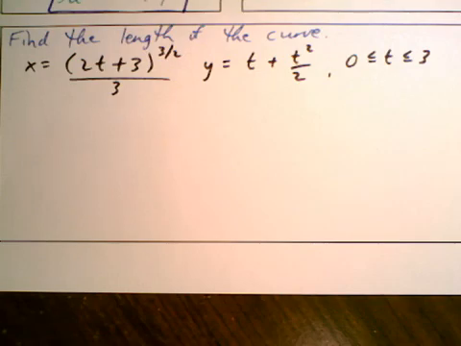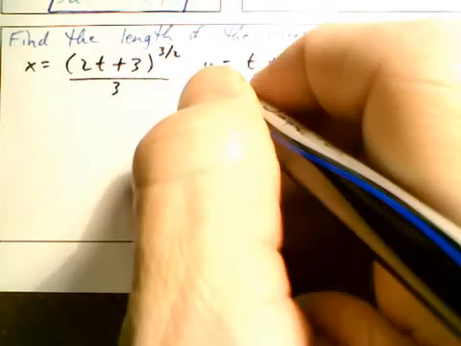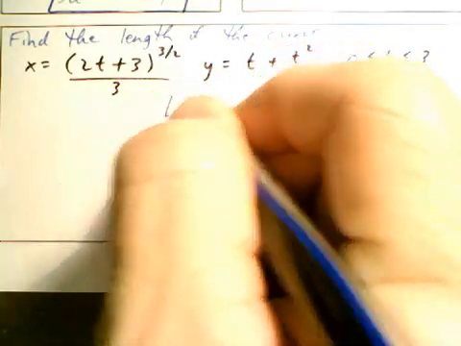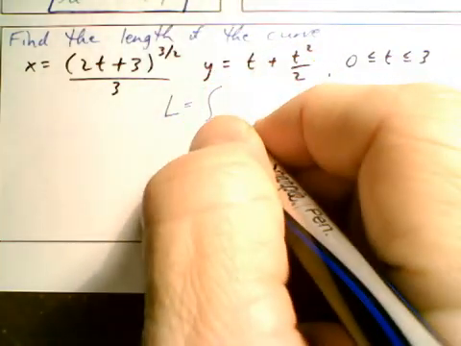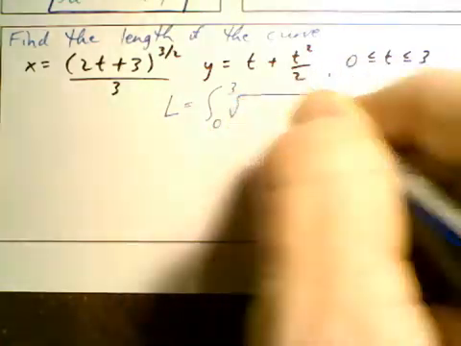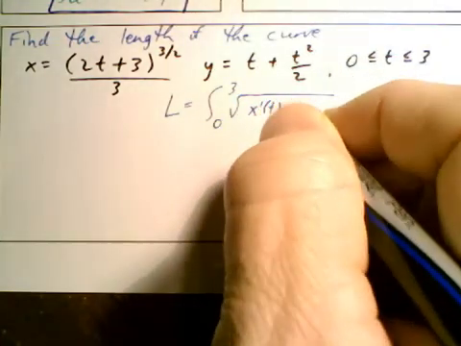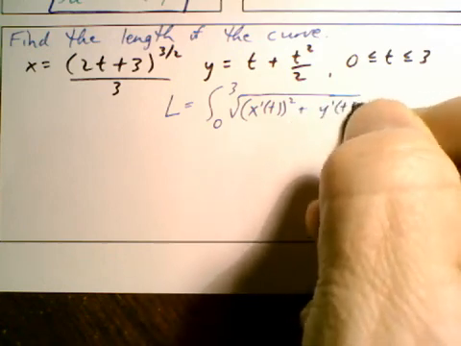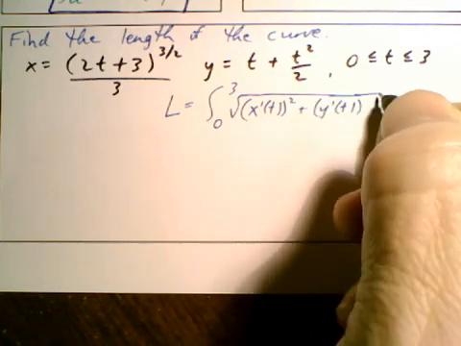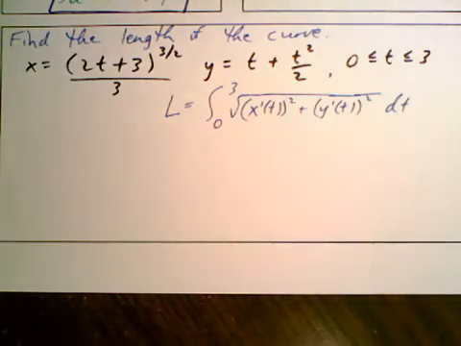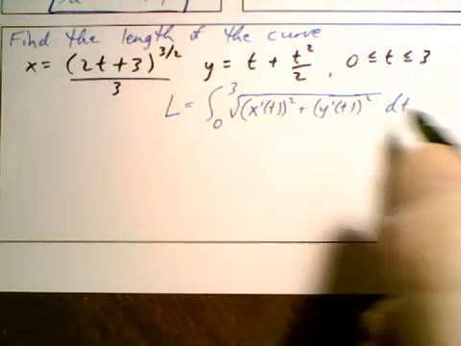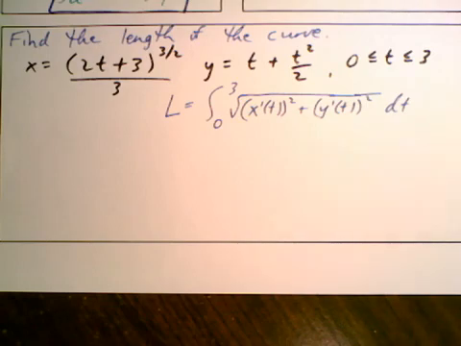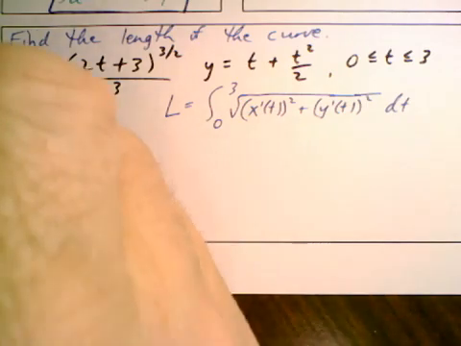Okay, so the first thing we're going to do is remember what our formula is, and so we get the length of the arc is equal to the integral from 0 to 3 of the square root of, and I urge you with great passion to write this down, because you'll forget little things and then you'll be sorry. So this is what we have, and what we're going to need to do is figure out what x prime of t is. And so let's do that.